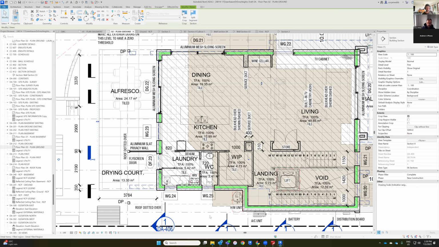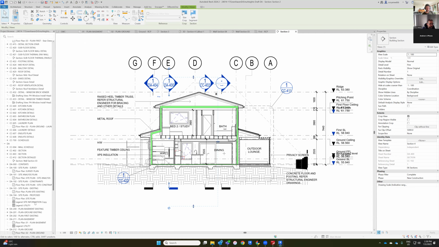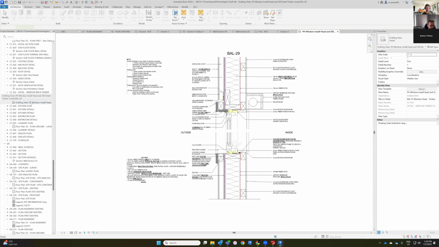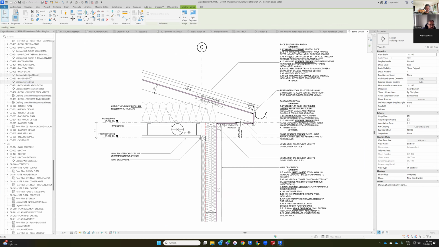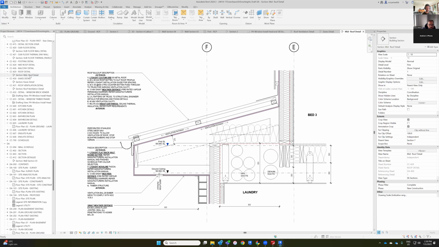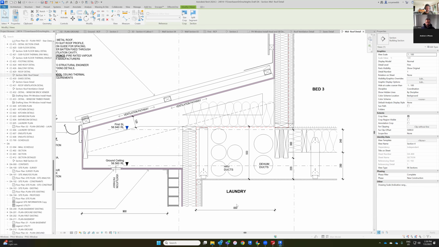I did a detail of that. So I've been working on a lot of the details. That's not what we want. Oh yeah, this is that detail. So we've got the HRV ducts in that ceiling space, running to upstairs, and then the dehum ducts. So it's a bit tight. Just wanted to make sure we got enough room in there for everything.